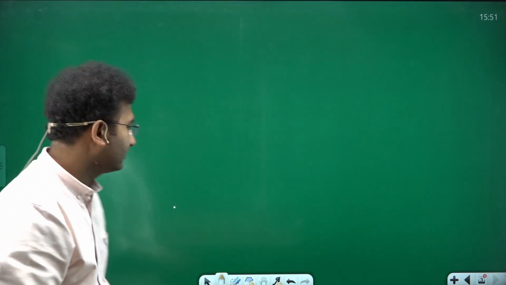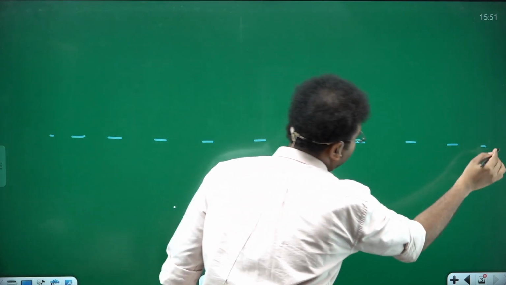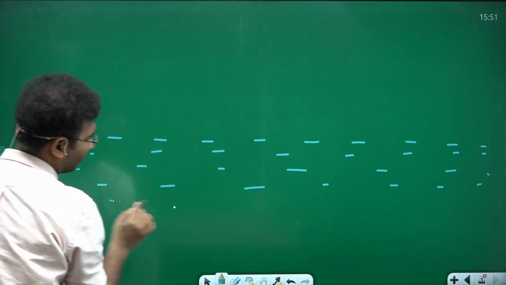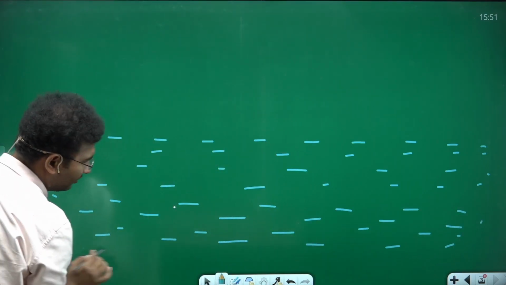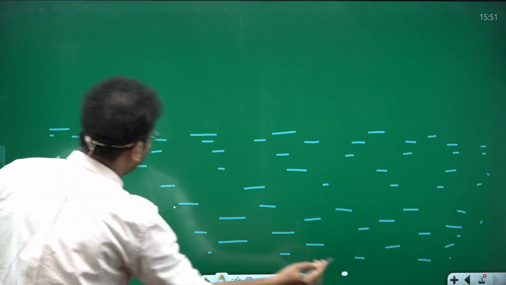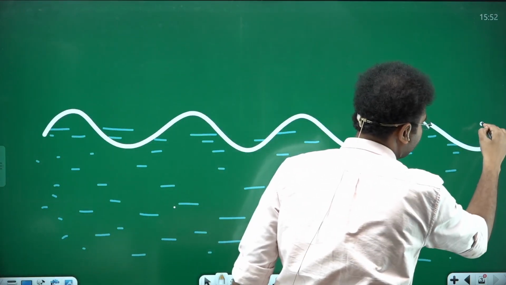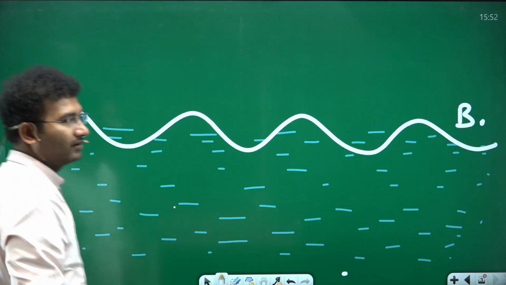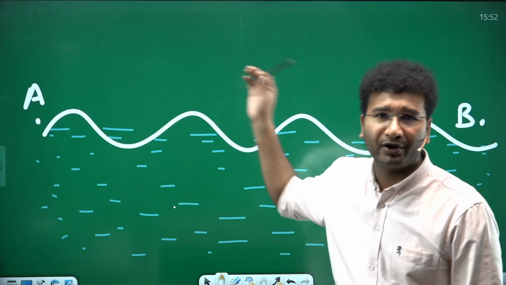So imagine this is your ocean. In the oceans, the wave behaves completely differently. How does the wave behave? Let me show you. See, the wave moves like this. Let's say this is point B, this is point A. What is the direction of the wave? The direction of the wave is from point A to point B.